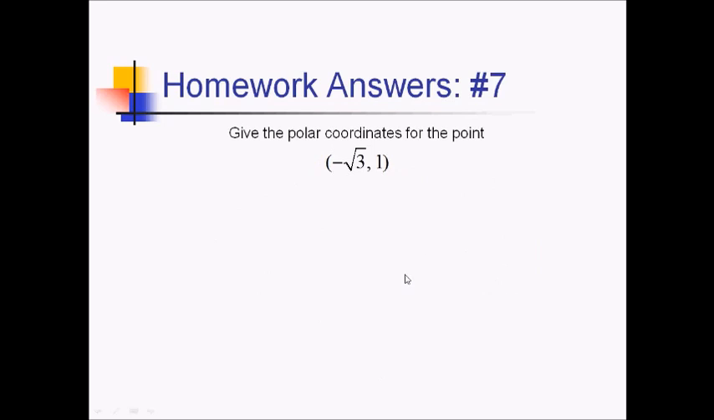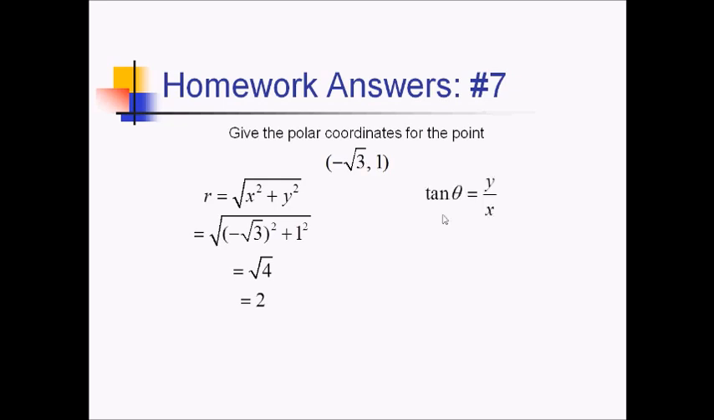For number 7, we're trying to turn this pair of rectangular coordinates into polar coordinates. Let's start by getting the radius. We'll use the Pythagorean theorem. So we're doing the square root of negative root 3 squared plus 1 squared. So that's just the square root of 3 plus 1, which is 4. So the square root of 4 then is 2. Now we have to find the angle. Now tan, we remember, equals y over x. So if we do inverse tan of 1 over negative root 3, that'll give us our angle.